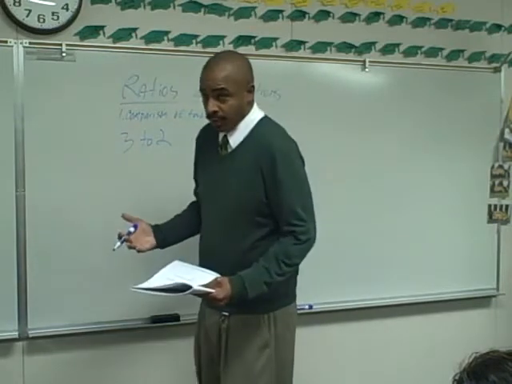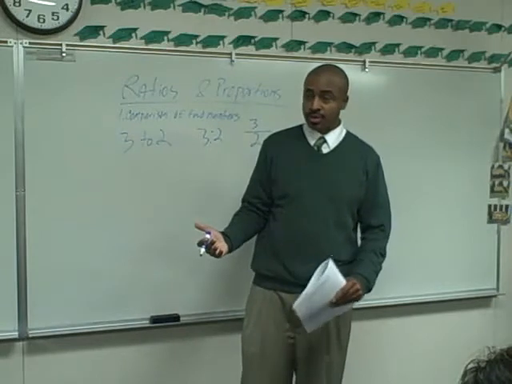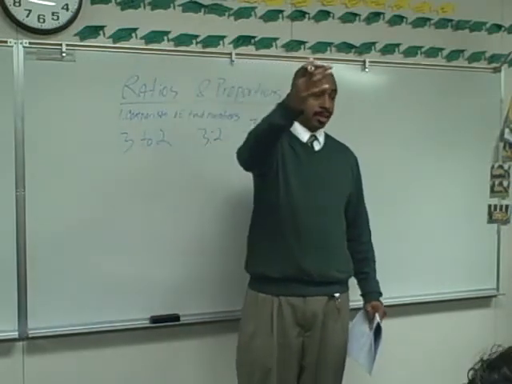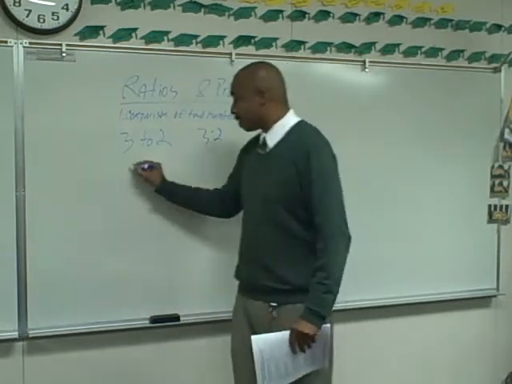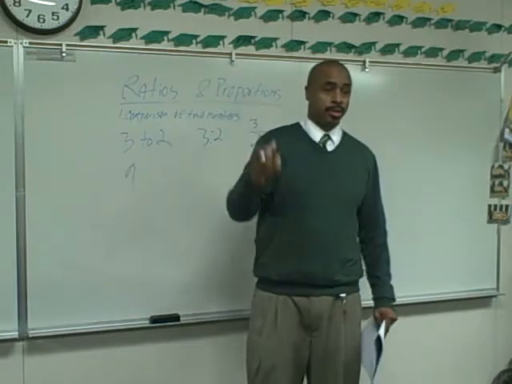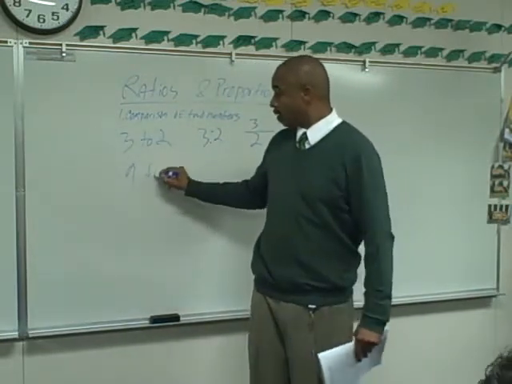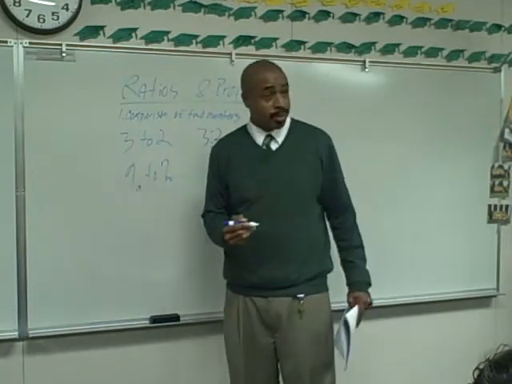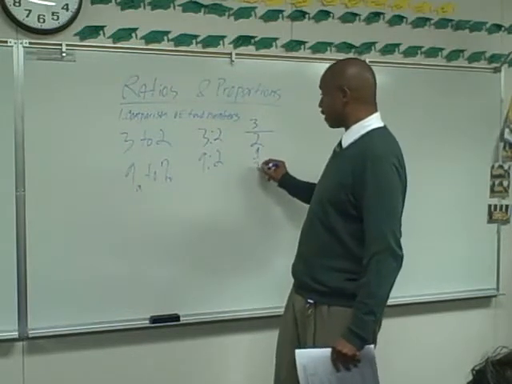So for example, you can say, what's the ratio of men to women in this class? Well, you have 1, 2, 3, 4, 5, 6, 7, 8, 9. You have 9 men to 1, 2, 3, 4, 5, 6, 7 women. So you have 9 men to 7 women, right? 9 to 7.